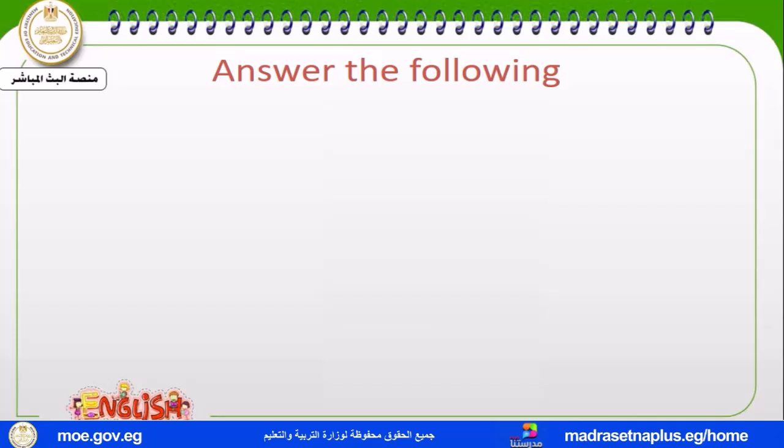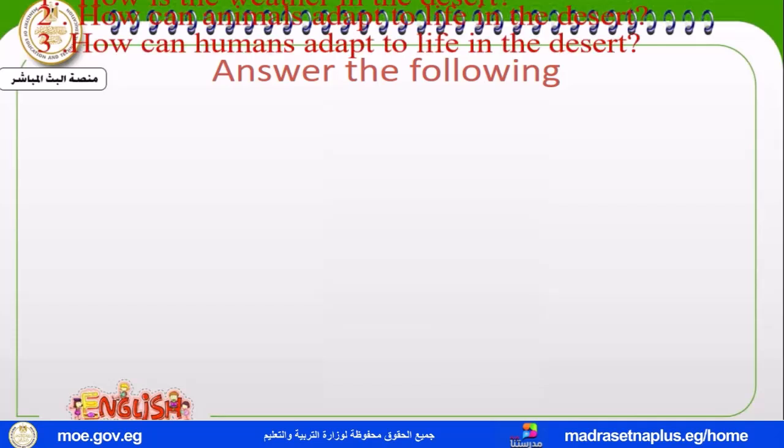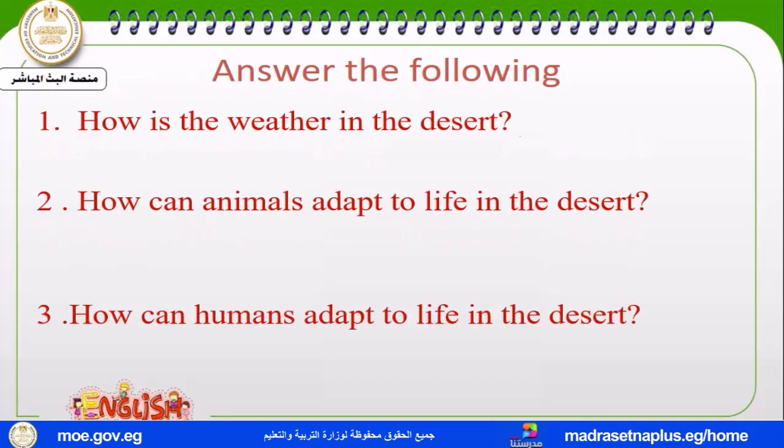Sure, we have some questions about the text that we are going to discuss together and see the answers. These are the 3 questions. How is the weather in the desert? Number 2, how can animals adapt to life in the desert? 3, how can humans adapt to life in the desert? We need to know about the weather, animals, and humans, and how they live in the desert.